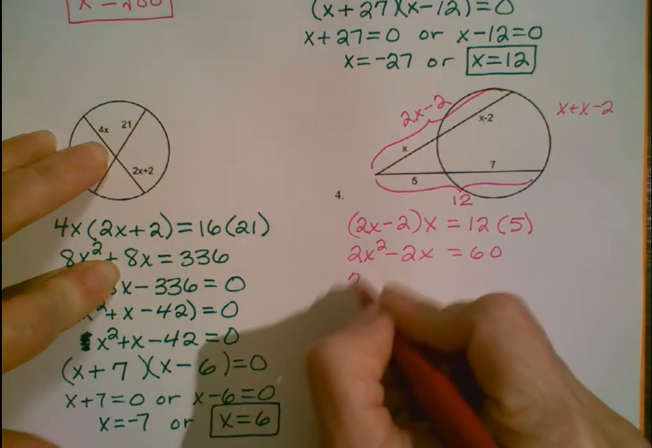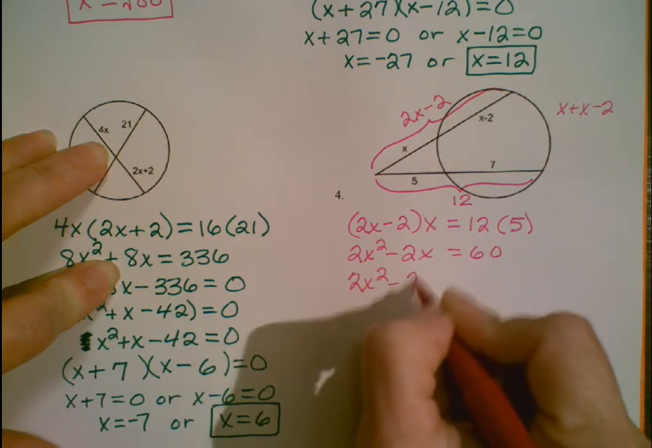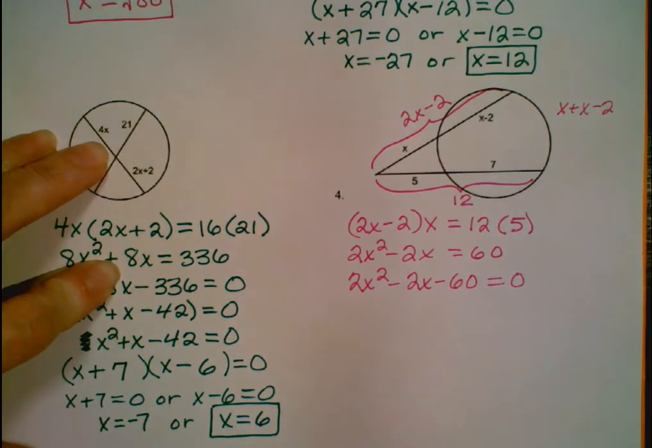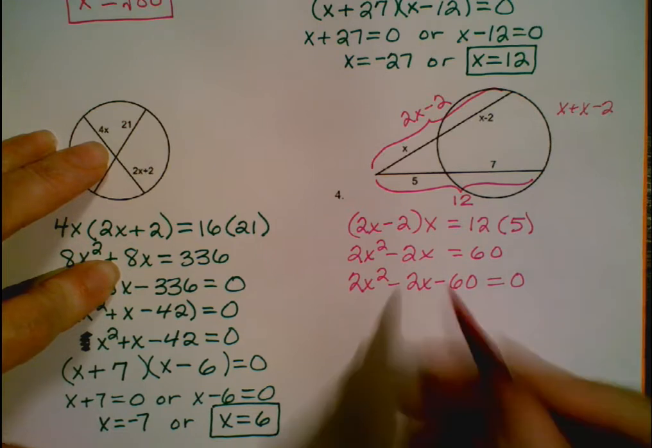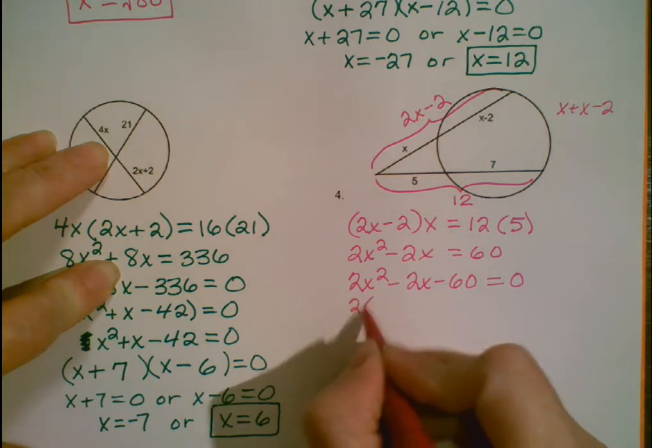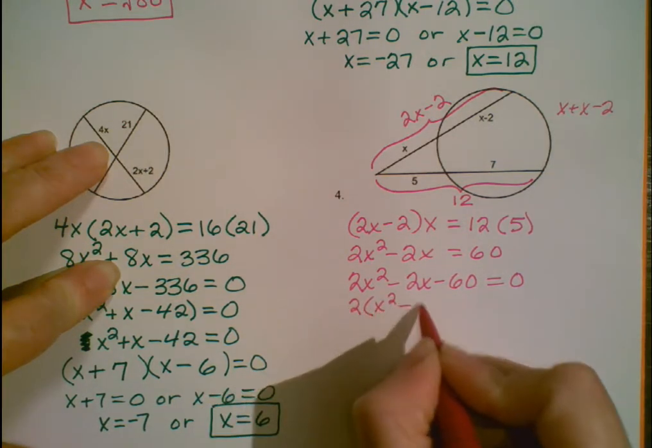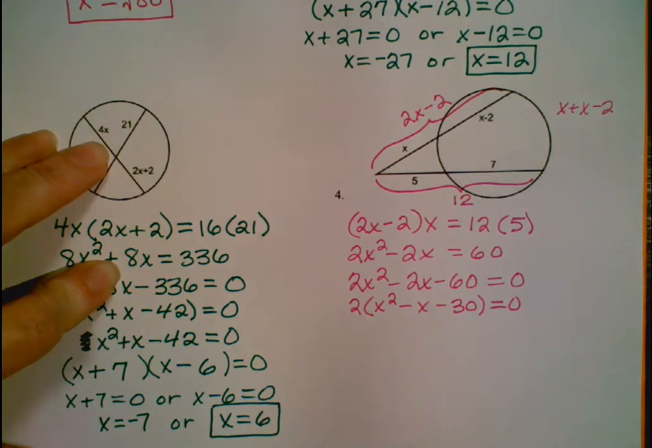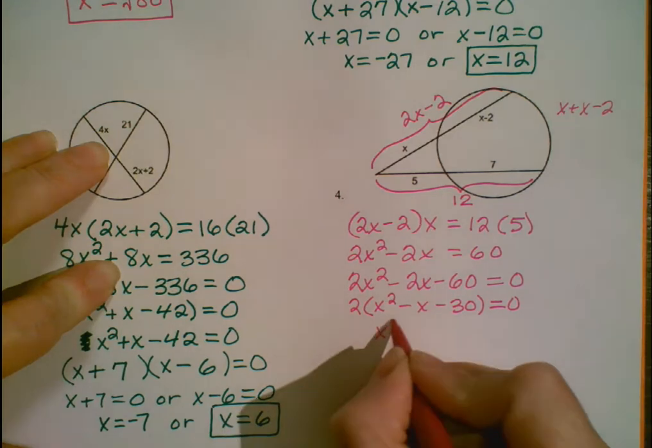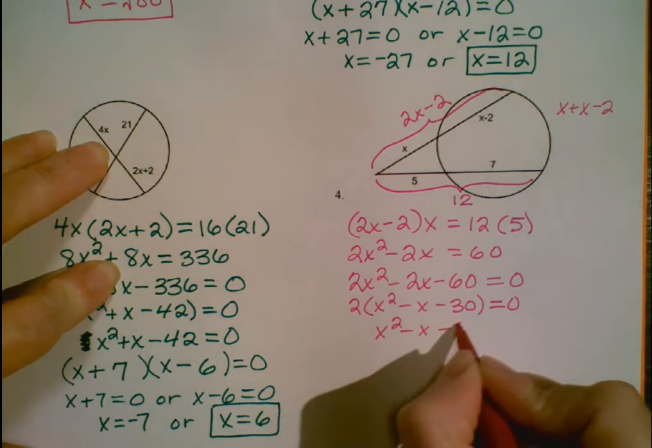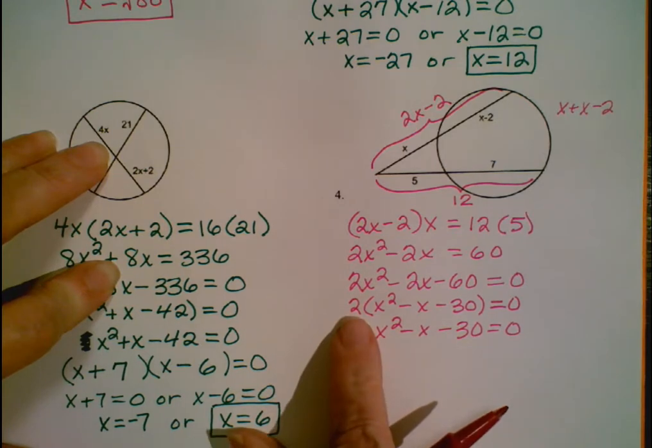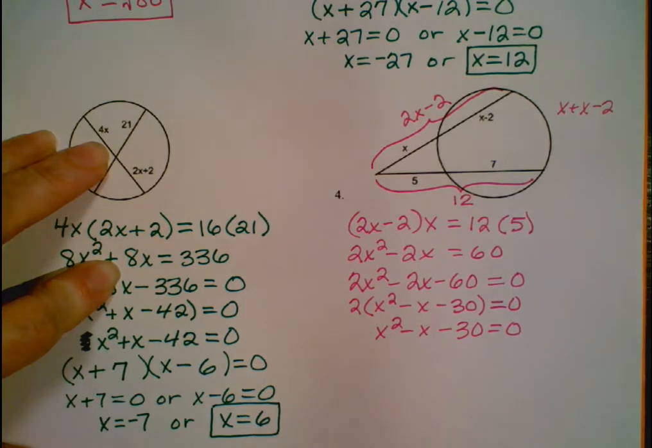Set it equal to 0 by subtracting 60 from both sides. Look for a common factor. If there is one, factor it out, and then divide both sides by it. In this case, everything's divisible by 2, so we factor out the 2. Divide both sides by 2 to get rid of that factor, just to simplify our process and nothing else. Keep in mind, if there were a variable here, we could not divide by the variable on both sides.